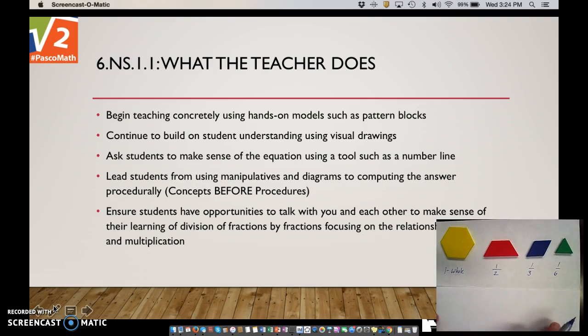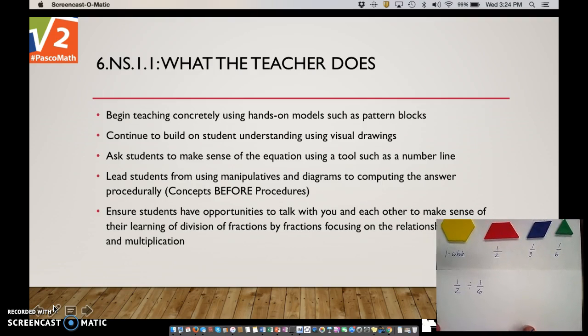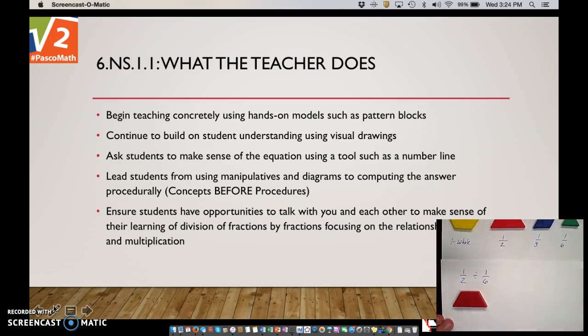Maybe ask them to model a half divided by 1/6. If we ask them to do a half divided by 1/6, we would want them to start with the half, which is the red trapezoid. And then from there, there's a couple ways students could go about this, because the meaning of division is how many 1/6 pieces fit in a half.